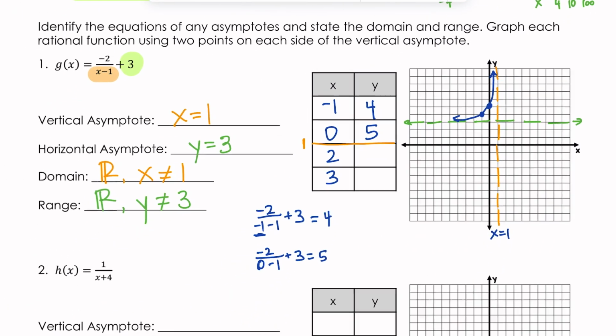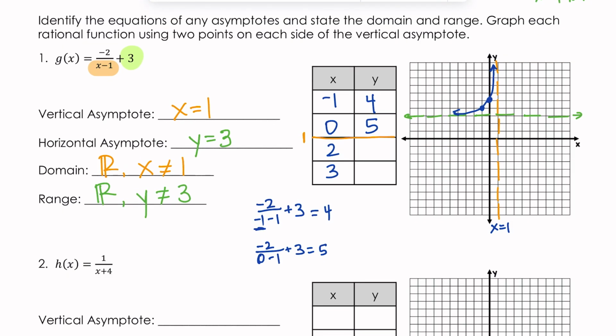Okay, now we're going to plug in our other values, 2 and 3. So plug in +2. I have -2 over 1, so that's -2 plus 3. That's going to be +1. And then -2 over 3 minus 1 plus 3. I have -2 over 2, so that's -1 plus 3 is 2.